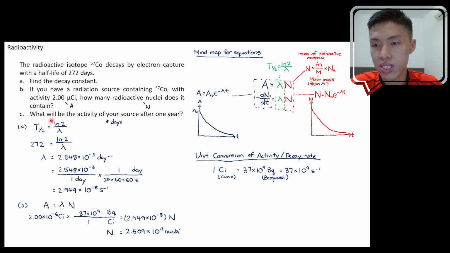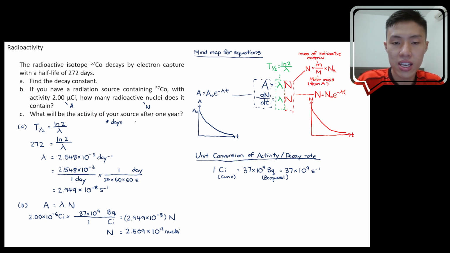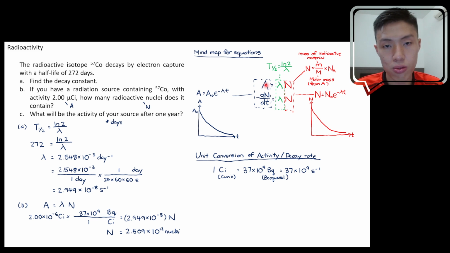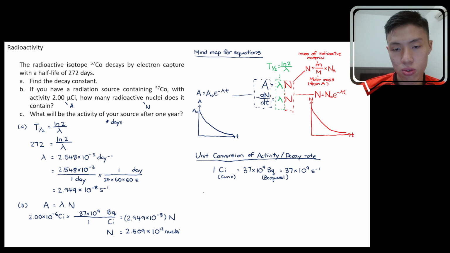Okay, next. What will be the activity of your source after 1 year? So this one, they relate with time. They want the activity. You have the previous activity. The initial activity is 2 microcurie, but now they're interested in how much your activity is after 1 year. If you want to relate activity with how it changes against time, you need to shift to the equation that relates activity and how it changes with time. So this is question C. You need to solve it using A = A₀e^(-λt).